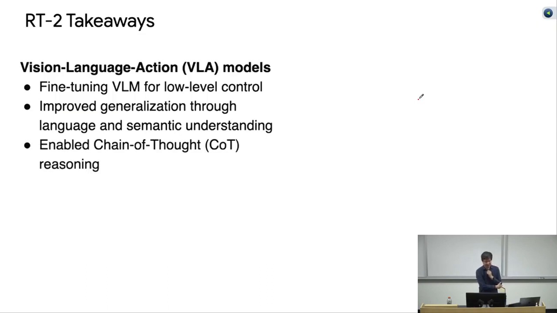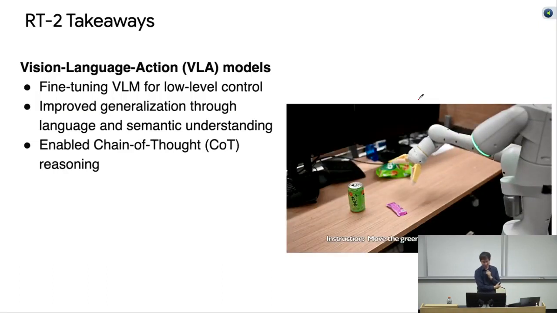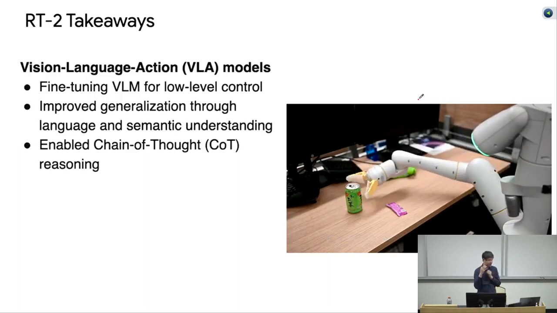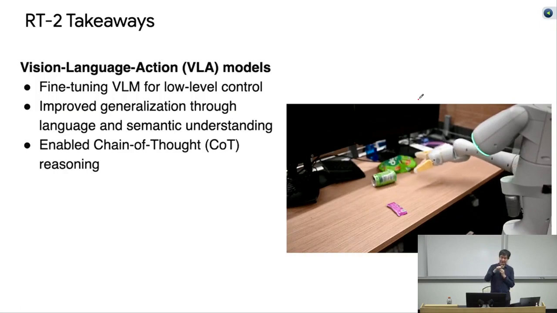The other thing is it enabled chain of thought reasoning. I mentioned chain of thought in the previous project. I didn't emphasize it here for the sake of time, but it's a very important capability for robots. Let me just give you one example. Here, you can have the instruction, move the green objects together. So chain of thought is going to divide this task into multiple steps. The can is green. The bag of chips is green. Moving them together means move the can to the bag of chips. So this chain of thought will enable the robot to reason about more long horizon and complex tasks, then achieve them.